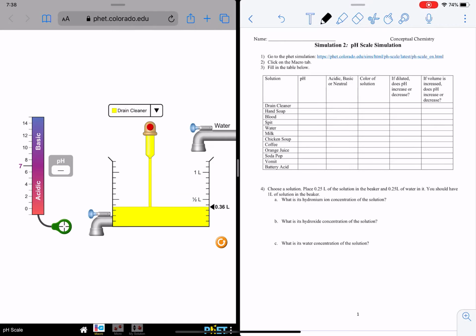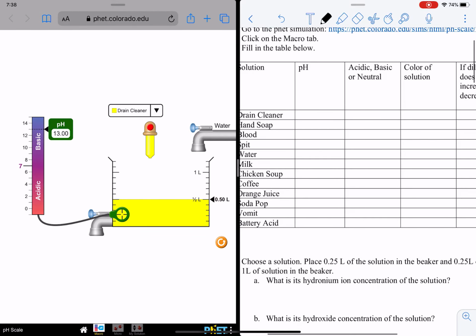So we'll start with drain cleaner, and it always puts in half a liter of the solution, which in this case is drain cleaner. On the bottom left of the simulation, we have this green cursor, and this is our pH reader. If we just put it in the solution, we can get our pH. We're not going to add any water for this table. We're just going to record what we see. So for drain cleaner, we have a pH of 13.